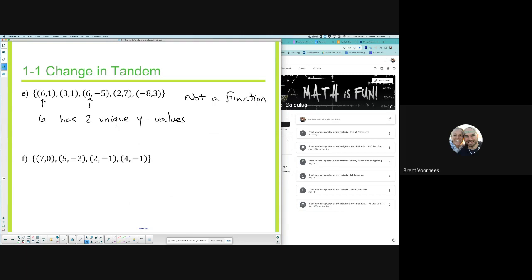Very good. All right, what about f? Function. Each x has a unique y, and the x's don't repeat. So, this is a function.